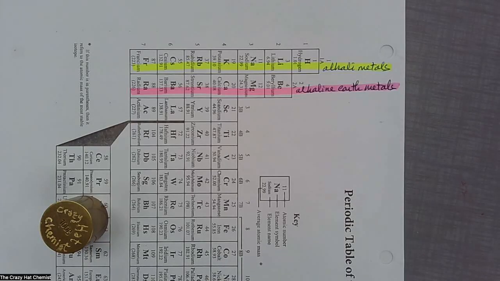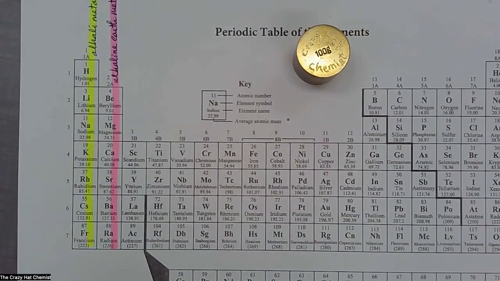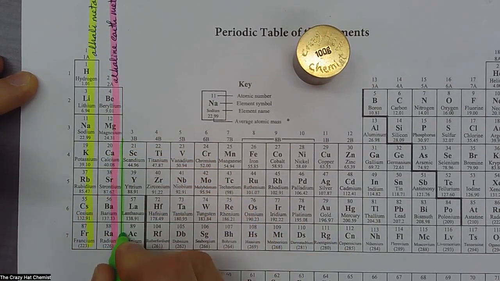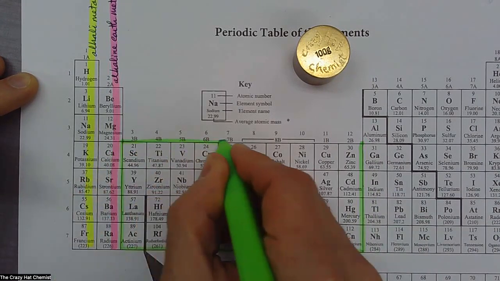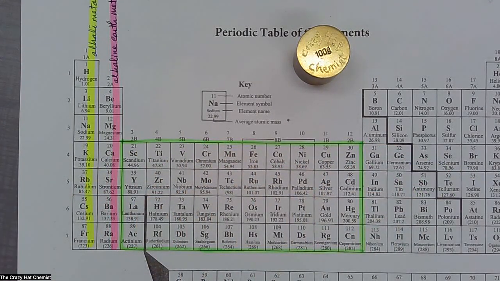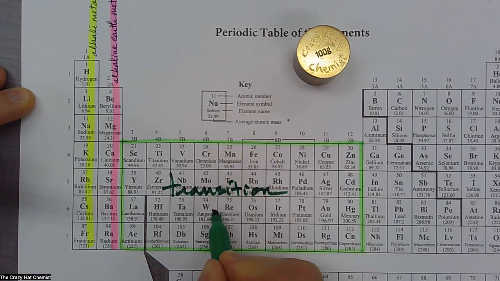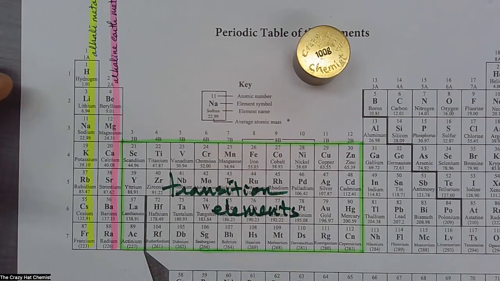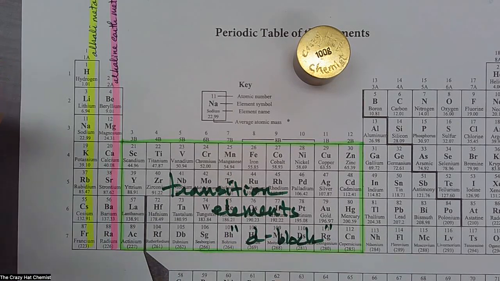All right, another one that we're going to label are the transition elements. So let's write that down. So I'm going to flip this periodic table, and the transition elements are this grouping right here. Okay. So these are the transition elements right here, and I'll write this down. This is known as the D block. And we have already talked about the S, the P, and the D type orbitals. So the transition elements are the D block.